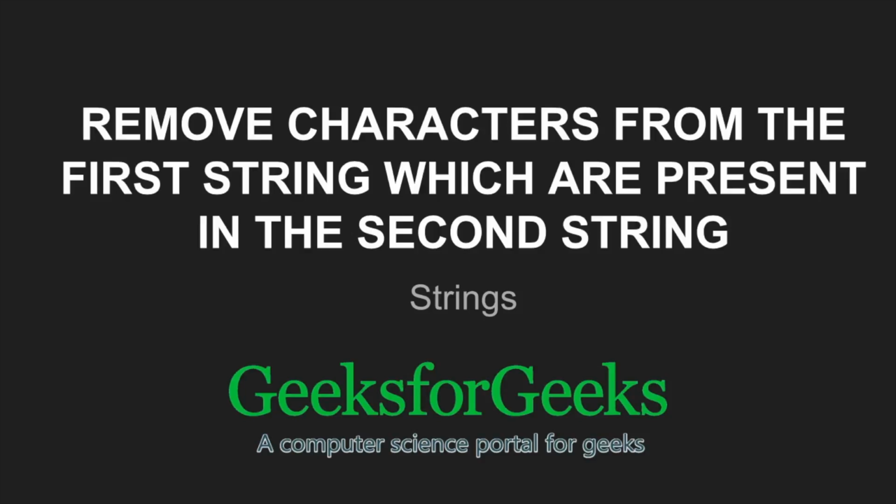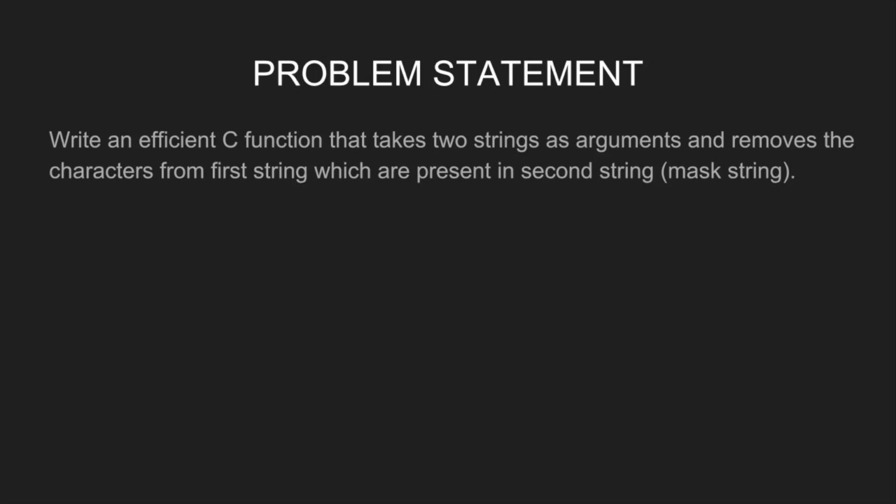This is a video tutorial on how to remove characters from the first string which are present in the second string. Write an efficient C function that takes two strings as arguments and removes the characters from the first string which are present in the second string, mask string.